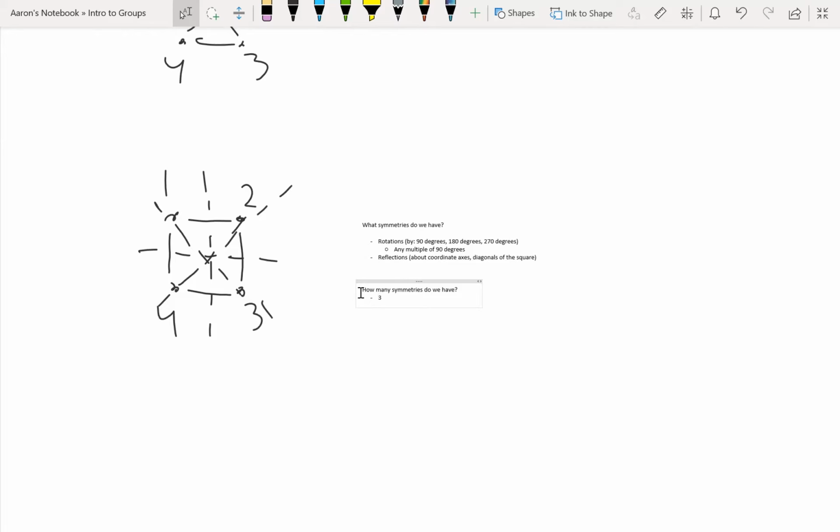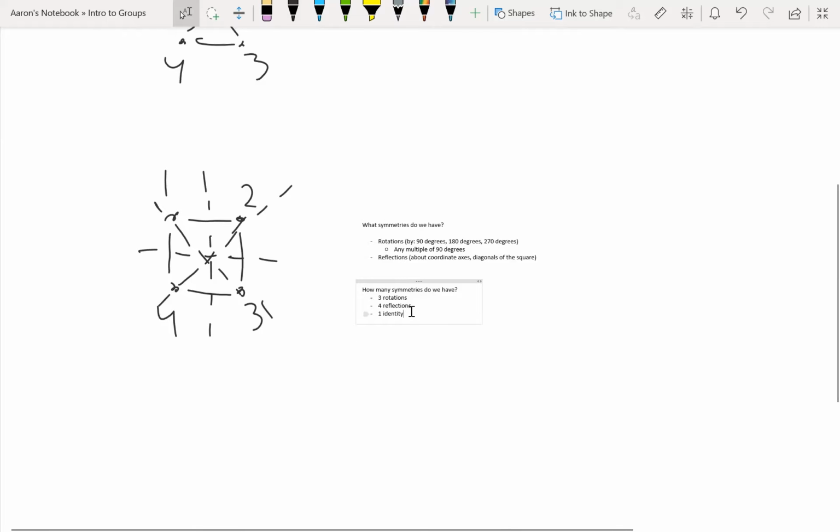Let's say 3 rotations, 3 distinct rotations. How many reflections? 1, 2, 3, 4. 4 reflections. And then maybe we circumvent the idea of putting the identity anywhere by just saying we have one identity, which is do nothing. Just leave it be, right? I like that suggestion.